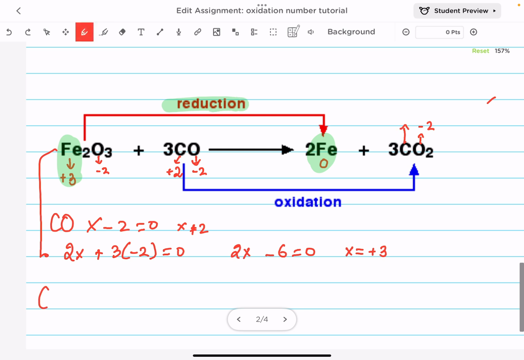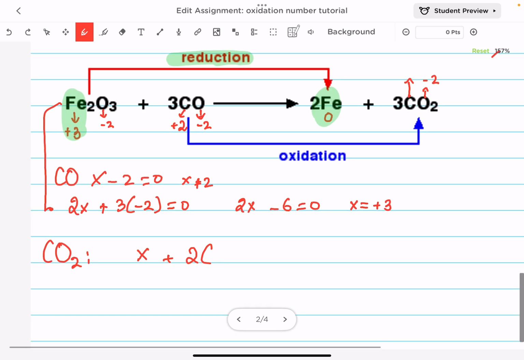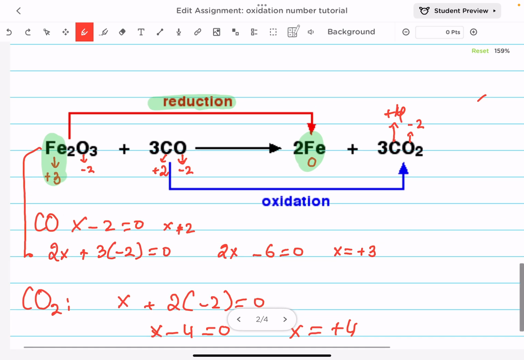And let me continue the C for you. I'm going to do the CO2. X plus 2 times the oxygen equals 0. X minus 4 equals 0. X is plus 4. So this one, from +2 to +4, that's an increase. Therefore, CO undergoes an oxidation.